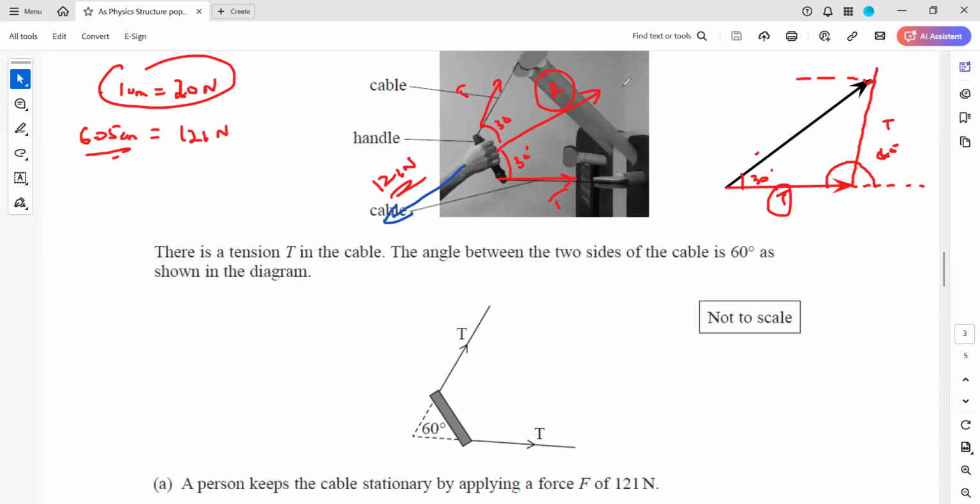Is it clear? Because the total angle between the two tensions is 60, if I'm drawing this T here, this angle will also be 60 degrees. That's how this angle is 60 degrees.